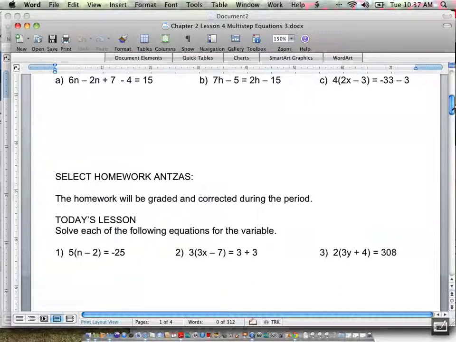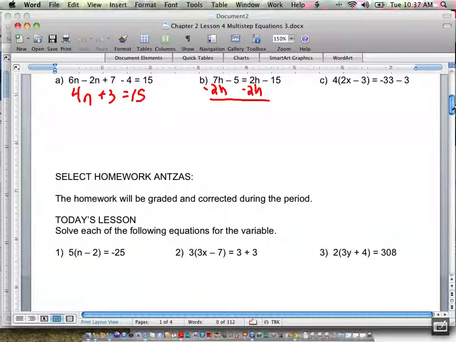Now, I also have to get my numbers together here. Positive 7 and negative 4 would be positive 3. Equals 15. And now we have the standard two-stepper that we can do. Taking a look at letter B, is this a same side or an opposite side situation? Opposite. So what do we do? Opposite operation. I would do the minus 2h, and I would go from there.